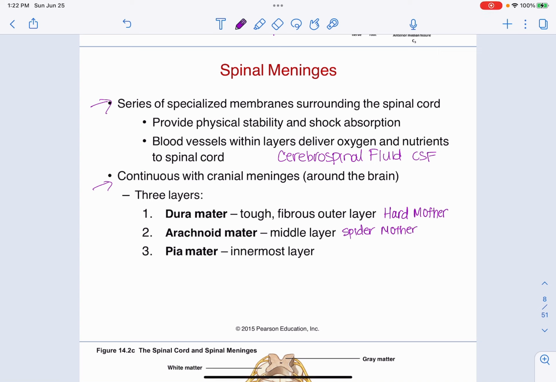And this gets its name because there are lots of extensions off of this layer. It kind of makes it look like a spider web. And then there's the pia mater, which means soft mother. And this is the most delicate layer. And it is fused to the spinal cord itself by astrocytes. You remember the foot processes of astrocytes? So that is the 3 layers that I'm going to show you on the next slide.